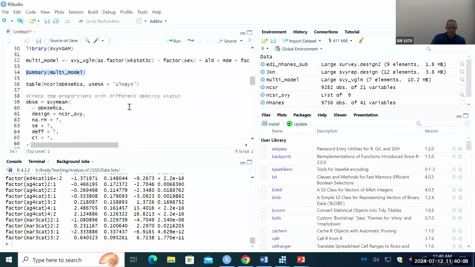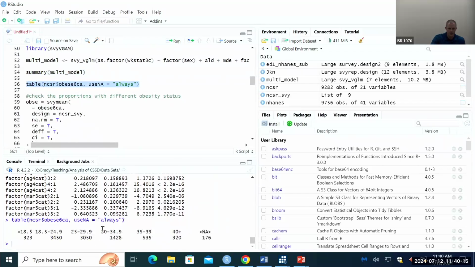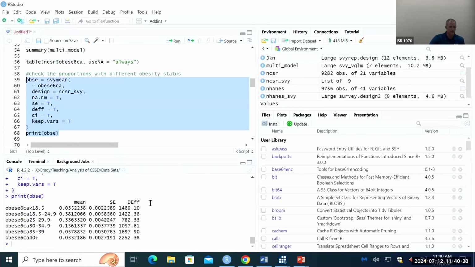Okay, ordinal. Here within NCSR, we're looking at this obese 6CA variable. So I get a sense of the overall distribution within each of these ordered categories with that table statement. Here I can check the different proportions with different obesity status using the population weights. Remember that survey mean is how we get estimates of proportions in different categories. We just have to be working with a factor. So in this case, that's obese 6A. So you see the estimated proportions within each of those categories and then the corresponding standard errors.